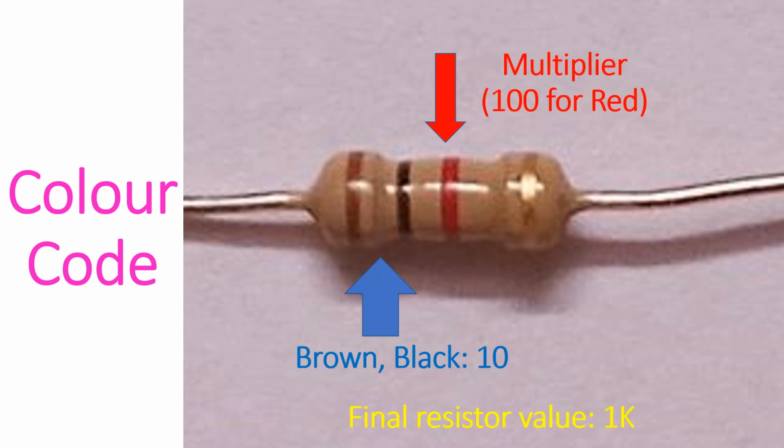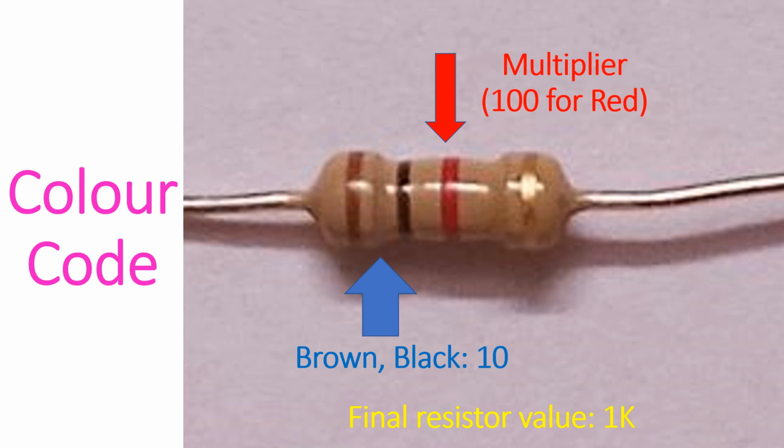Color code values are as follows: black 0, brown 1, red 2, orange 3, yellow 4, green 5, blue 6, violet 7, grey 8, white 9. Golden color is for 5% tolerance, while silver color is for 10% tolerance. As mentioned above, if there is no tolerance band, it implies 20% tolerance.